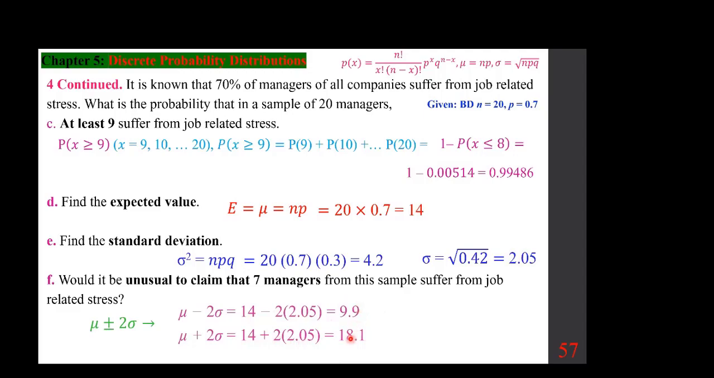Anywhere from here to here is usual. Less than 9.9 is not, it's unusual. Larger than 18.1 is unusual. Because number 7 is not in this range, it's unusual.